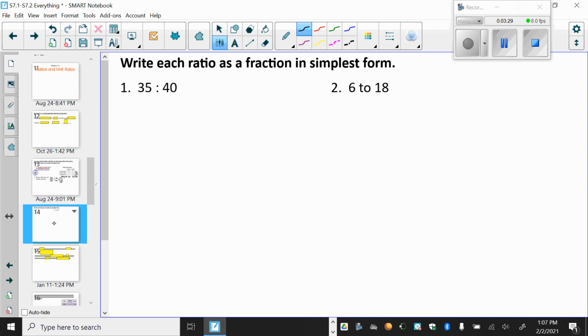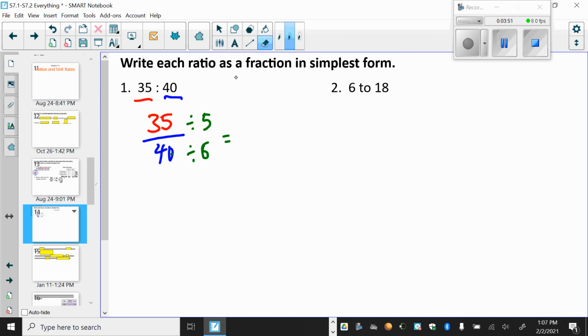Another one here, 35 to 40. We want to write it as a fraction. That's easy. I'm going to take the first number and write that on top, 35. Then the second number and write that underneath, 40. Then how do we reduce this? Not an equal sign yet. I'm going to reduce it. 35 to 40: this one ends in 5, this one ends in 0, so let's divide by 5. Divide by 5, and that's going to make 7 eighths.